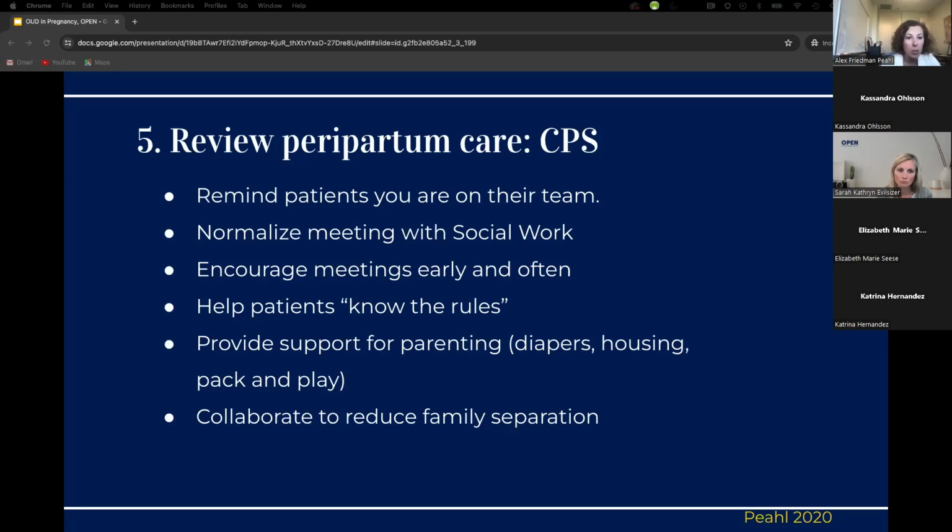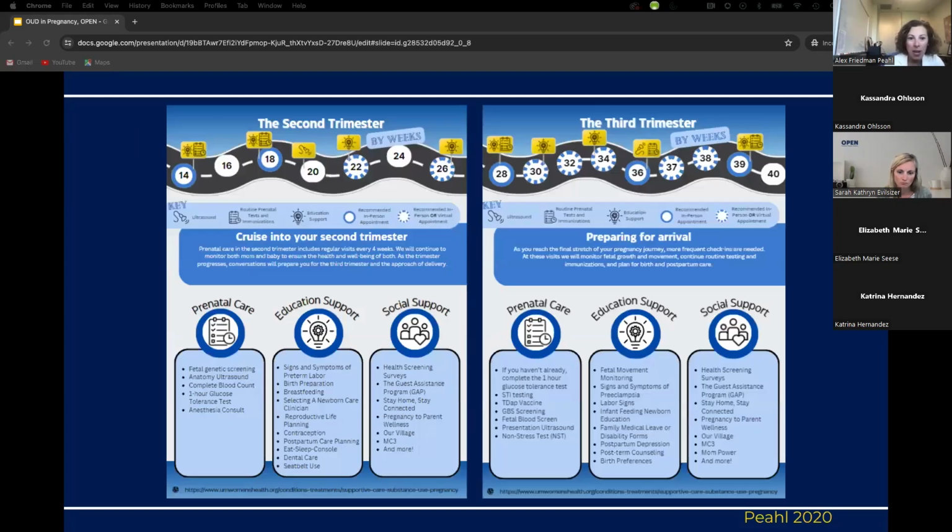We try to provide support for parenting to really help reduce family separation. This is an example of our pregnancy roadmap that helps patients to know exactly what to expect at every stage of the pregnancy and the options they have for education and social support.